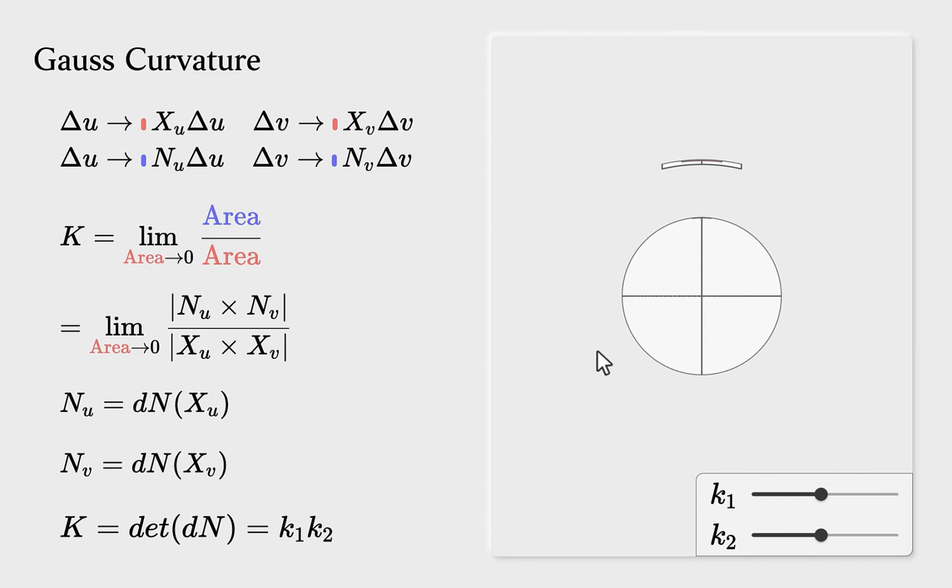Before we end our video, let's have a little more serious explanation. Here, the delta U and delta V change. So the ratio of areas equals this one. But from the chain rule, we know these two equations exist. So the Gauss curvature equals the determinant of the shape operator, and this equals k1 multiplied by k2 because they are the eigenvalues.